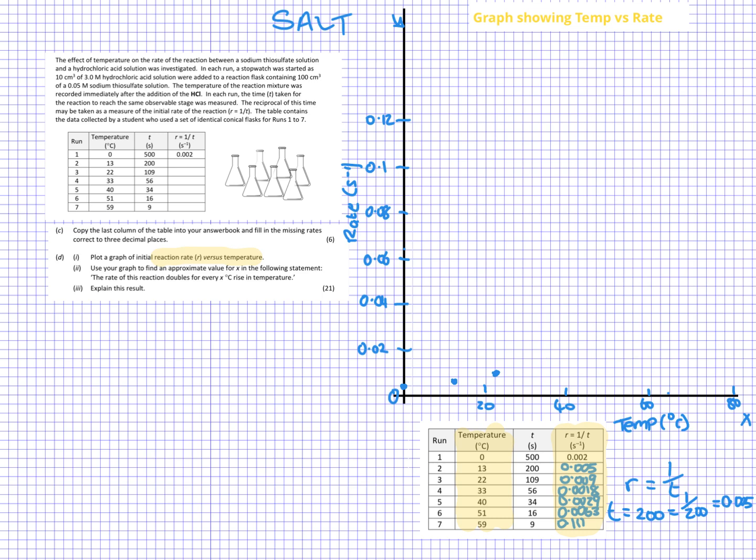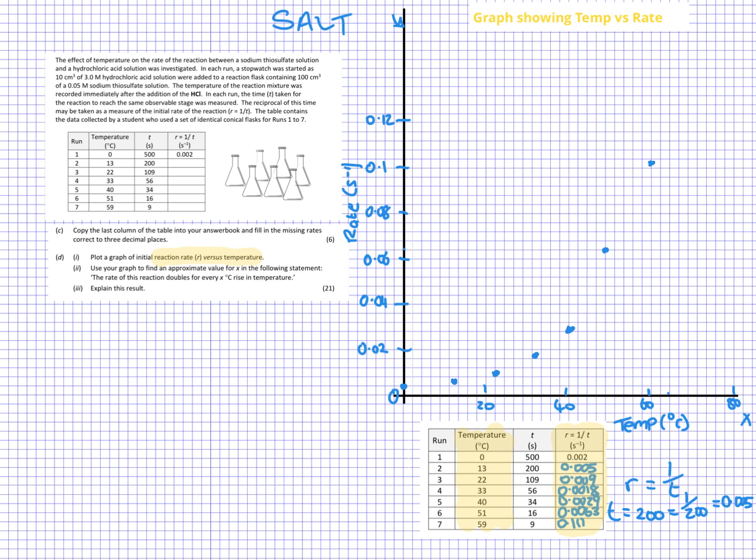The next one is at a temperature of 33 degrees, 0.0018. So 33 degrees, that's up very close to 0.02, so that can go there. Then we have at 40 degrees, we've got a rate of 0.029. So 40 degrees, you go up and plot at 0.029. And you continue to do this for the rest of the figures in your table.